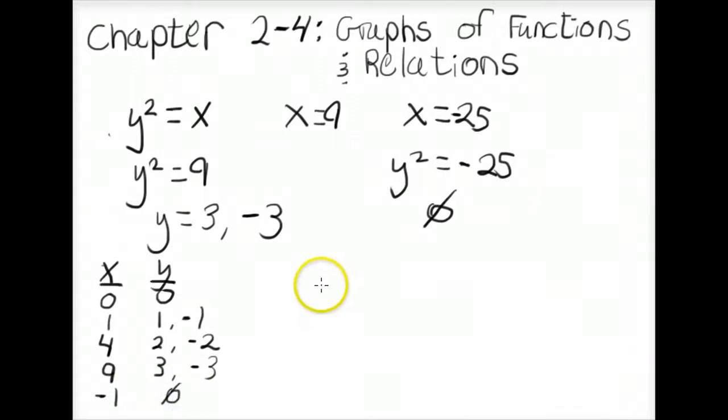So, drawing this graph now, we can set up our axes such as this, and it's going to be like a sideways parabola starting with the point 0, 0. And if we plug in x equals 1, we're going to get positive 1 and negative 1. X equals 4, we're going to get positive 2 and negative 2. And the graph is going to look like this.